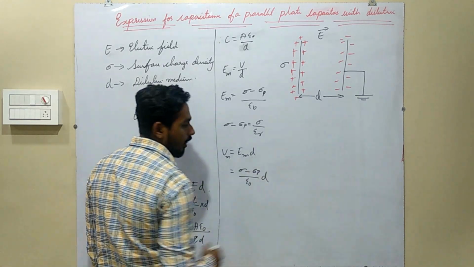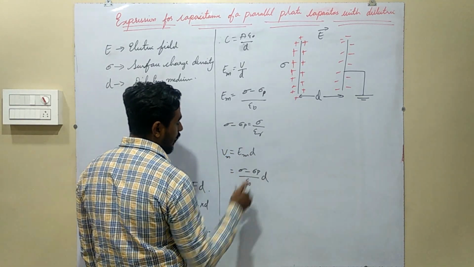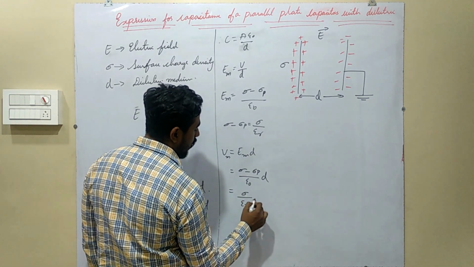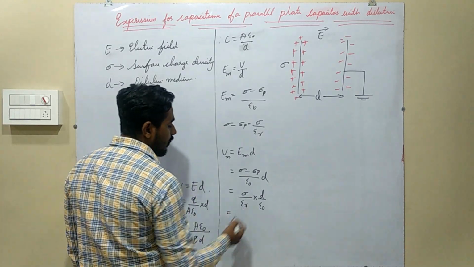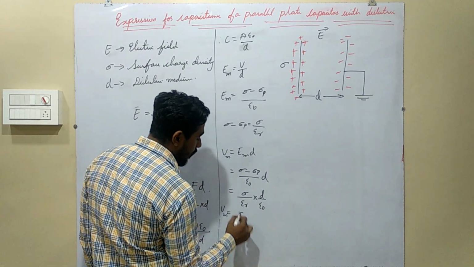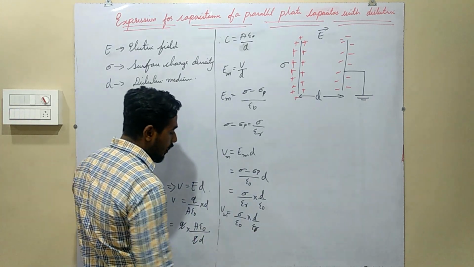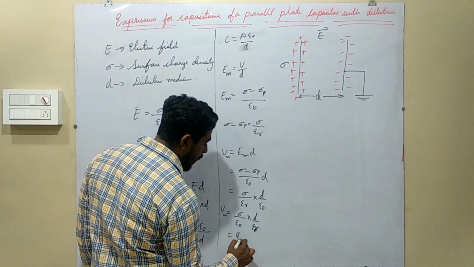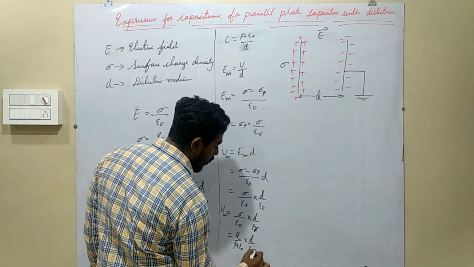into D. Just now I have written the value of sigma minus sigma P, that is sigma by epsilon naught into D by epsilon naught. Next, I will make an adjustment, that is sigma by epsilon naught into D by epsilon R. Correct? Next, sigma by epsilon R, sigma can I replace it by Q by A into epsilon naught into D by epsilon naught.